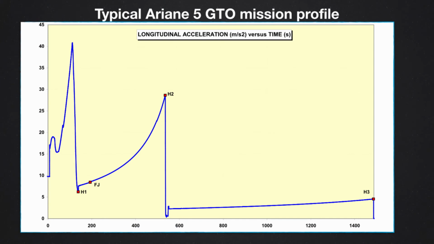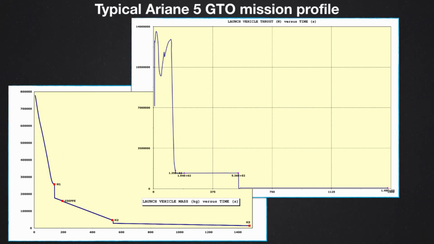And also for the last stage, you see it is exactly the same. It's not so quick as the second stage because the consumption of propellant is much lower, but it is still an increasing trend. These two graphs just give you an idea of the evolution of the mass of the launcher.